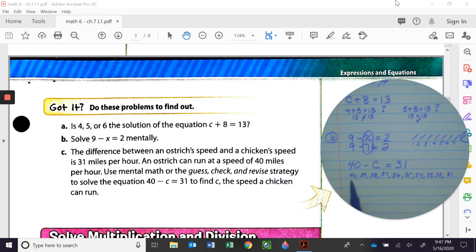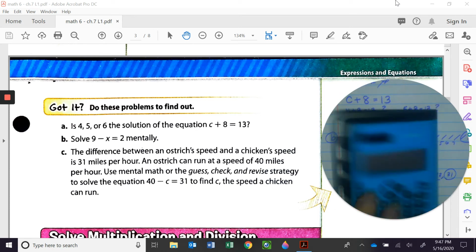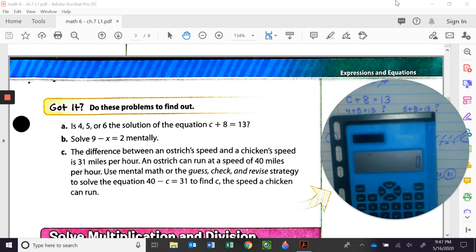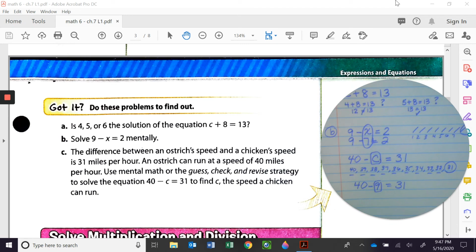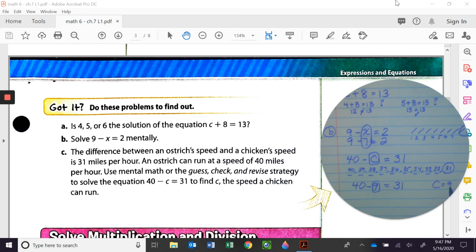Okay, so 1, 2, 3, 4, 5, 6, 7, 8, 9 to get us to here. So if I take 40 and I subtract 9, does that equal 31? You could double check. 40 take away 9 equals 31. Okay, so we know that c is 9. Okay, we would write it like this as our solution.